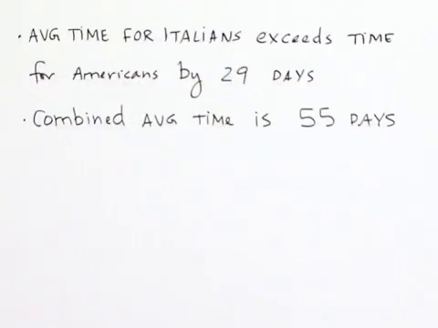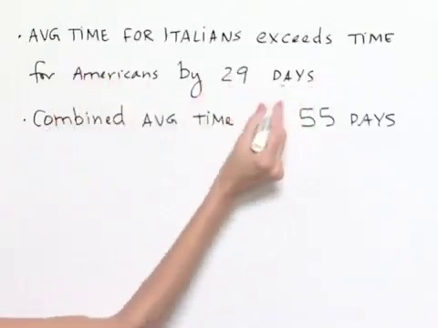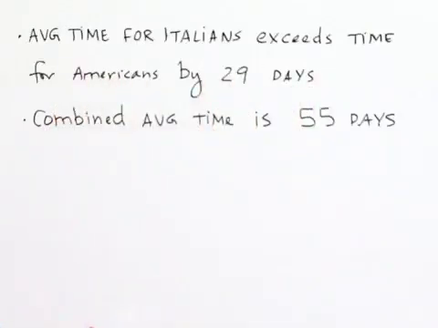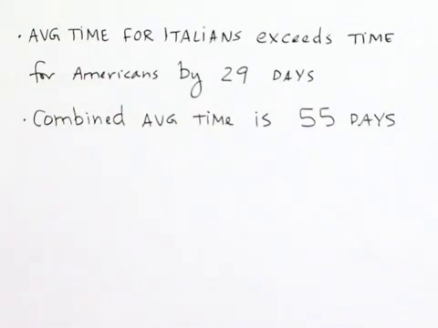So we're going to use the information given to us in the problem in order to determine the average time for vacation in Italy and in the US. We're told the average time for Italians exceeds the time for Americans by 29 days. And then, as a second fact, we know the combined average time is 55 days. Let's start off by setting up some variable expressions.